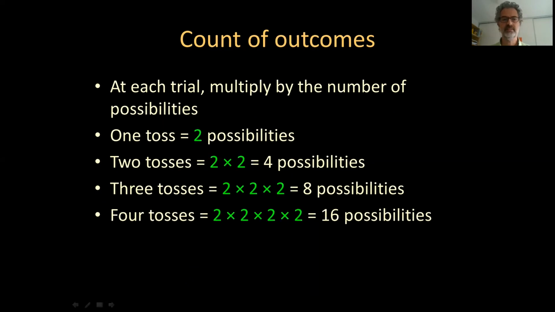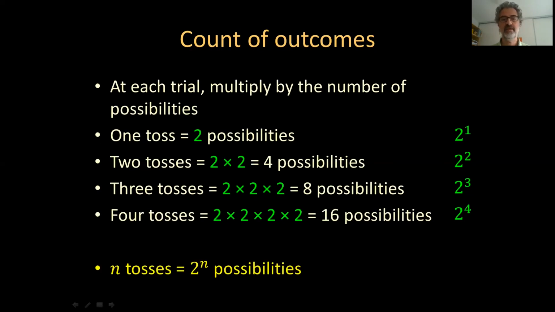So if you look at this, essentially we're multiplying 2 by itself as many times as we toss a coin. So 1 toss is just 2, multiplied by nothing. 2 tosses is 2 multiplied by itself 2 times. 3 tosses is multiplying 2 by itself 3 times. 4 tosses is multiplying 2 by itself 4 times. So this is 2 to the 4th power. And in general, if you have n tosses, there are 2 to the nth power possibilities. 2 to the nth different possible outcomes.